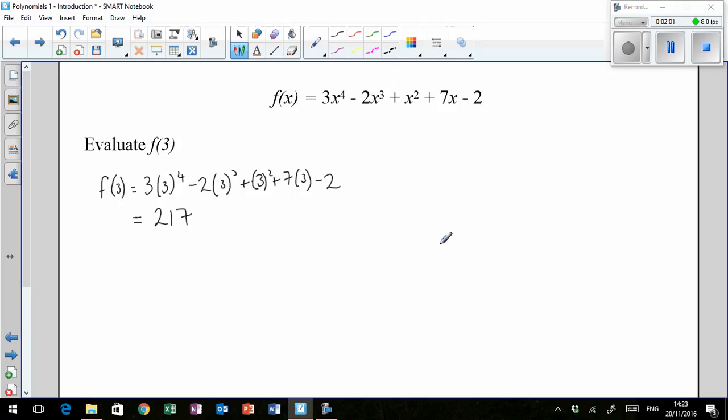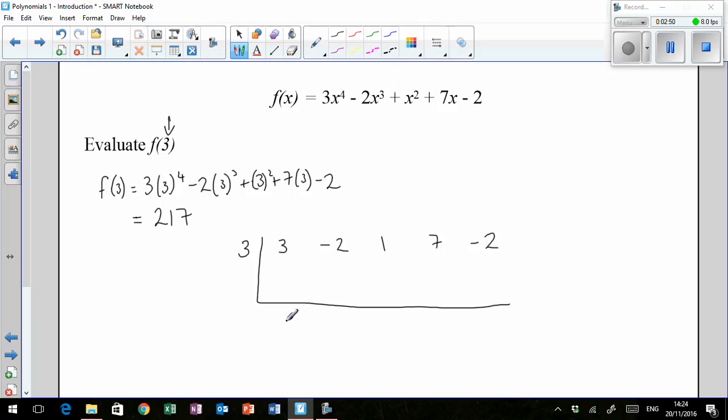Now, we're going to look at a new way of evaluating functions, one that's going to prove more useful when we start looking at polynomials in more depth. That way is called synthetic division. With synthetic division, you're going to have to excuse my neatness again, we use a big L. Along the top of that L, we write 3, minus 2, 1, 7, and minus 2. Those numbers come from the coefficients of each degree of your polynomial. So x to the power 4 is 3, x cubed is minus 2, you've got 1x squared, 7x, and minus 2 at the end. The number you are evaluating, in this case f of 3, goes at the left hand side.